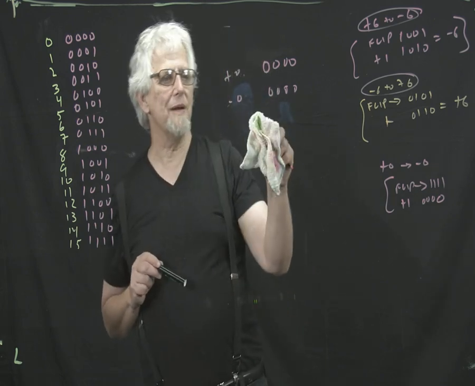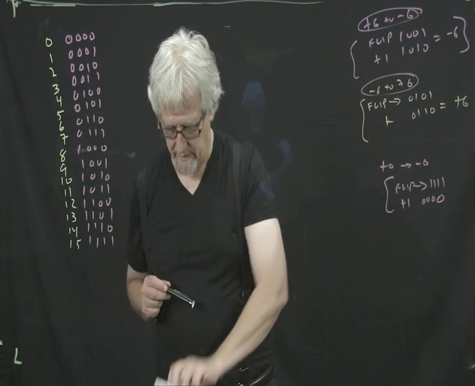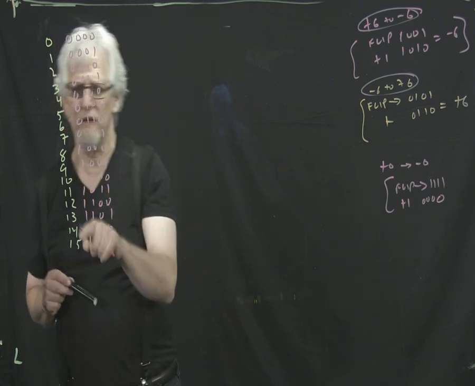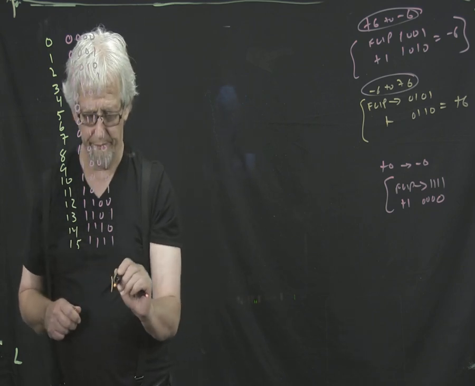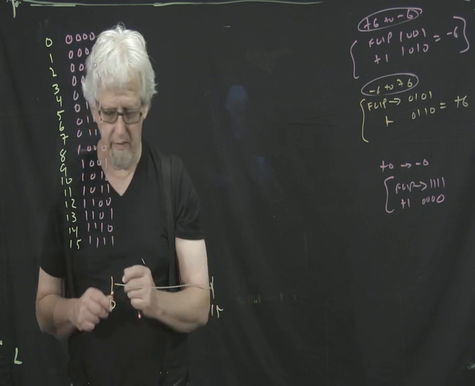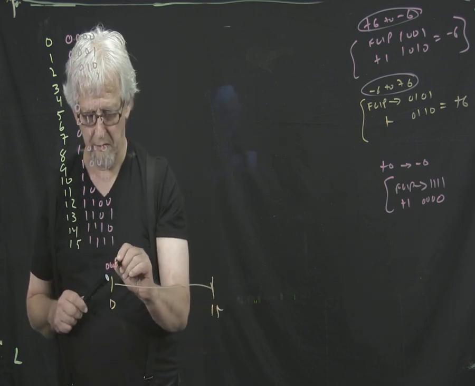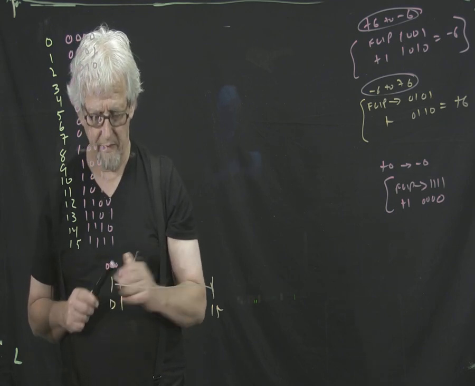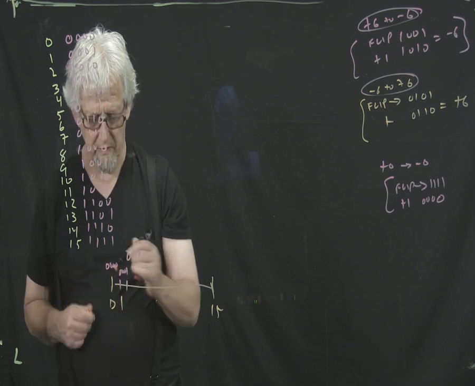All right, so let's think about the number line. Now, using 4 bits and straight binary, we get to represent the numbers from 0 to 15. So I could draw a number line if I wanted, right? And then on here, I could put the numbers. One, right? That's 2.